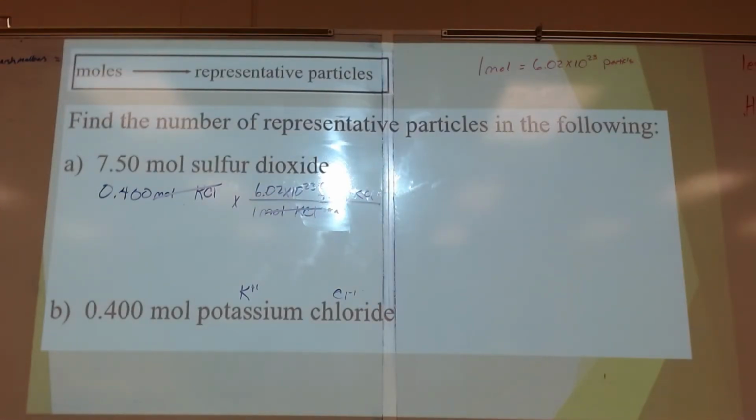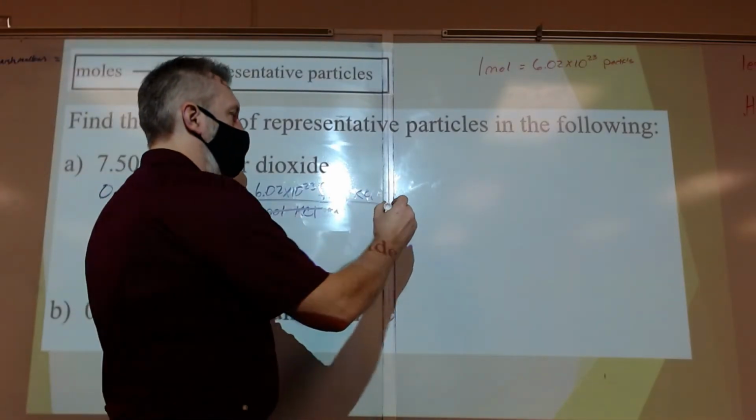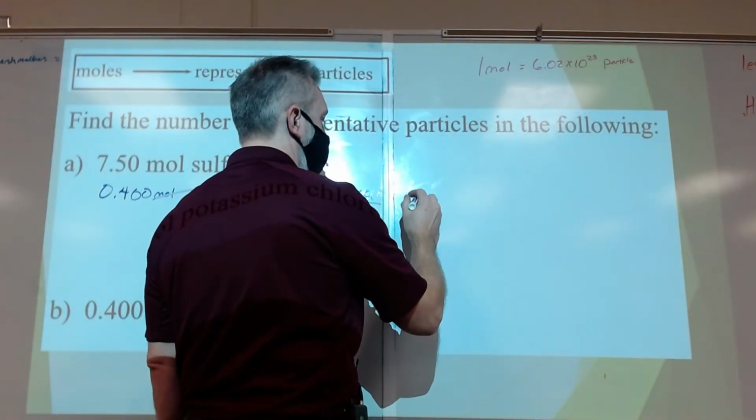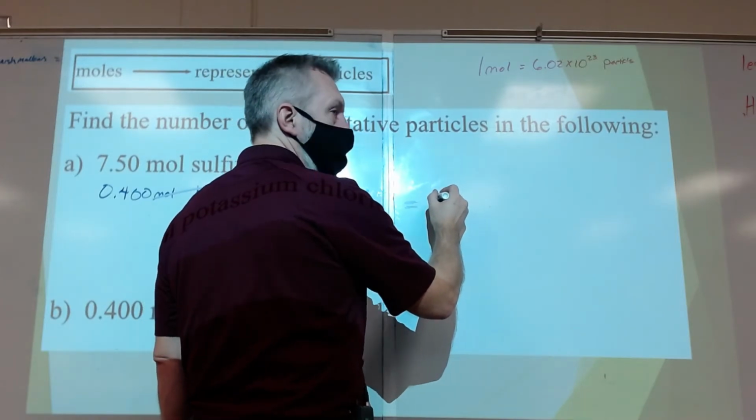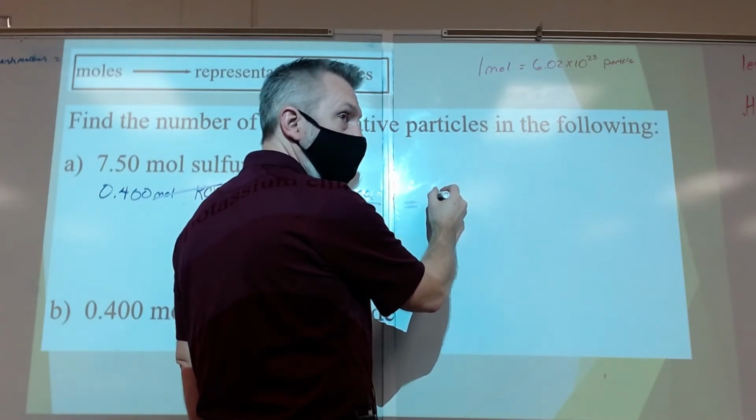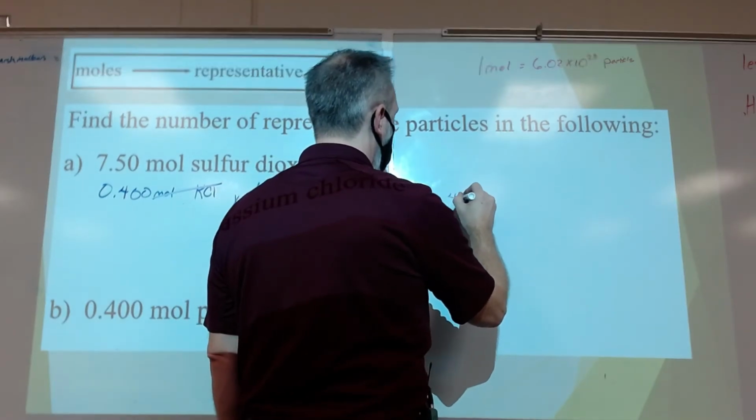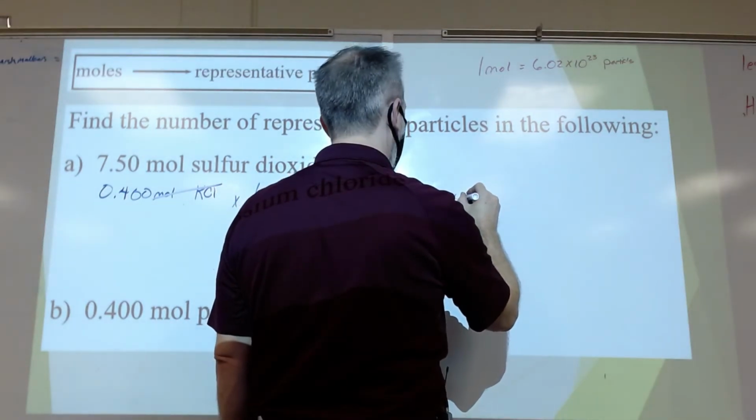0.4 times 6.02 times 10 to the 23rd is what? What do we get? 2.408 times 10 to the 23rd.